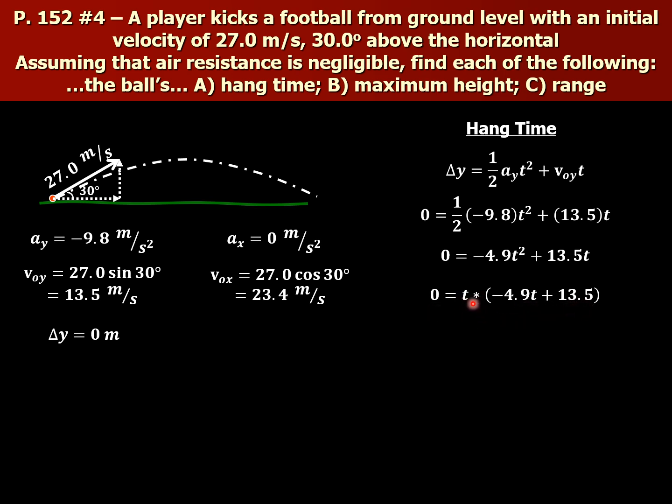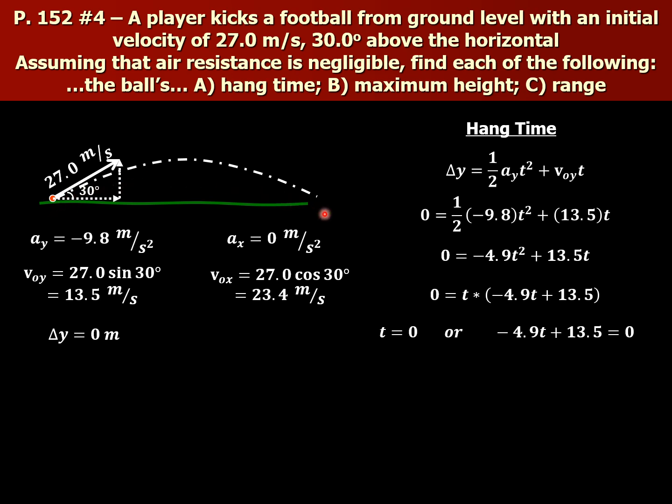Now I've got two numbers that multiply together. I've got this t and this term right here. They multiply together and they equal 0. The only way that two numbers can multiply together to equal 0 is if one of them equals 0. So we're going to set each one of those equal to 0. So either time equals 0 or negative 4.9t plus 13.5 equals 0. Now time equal to 0, that's over here on this side. We're not really interested in that point.